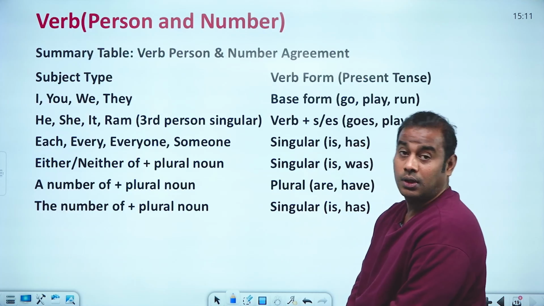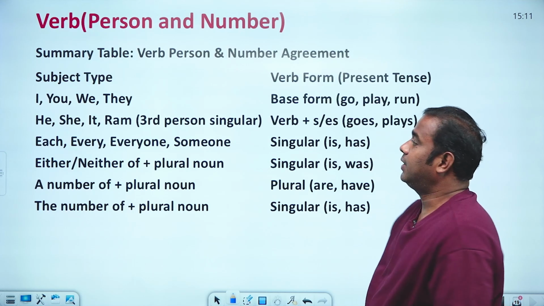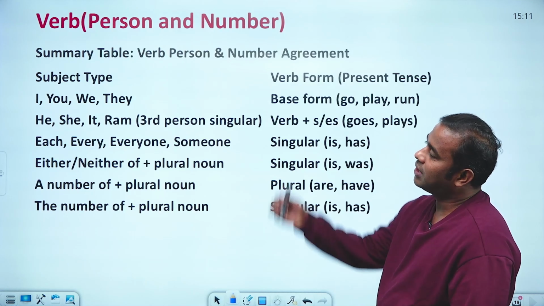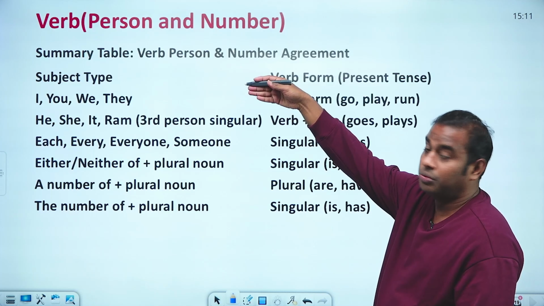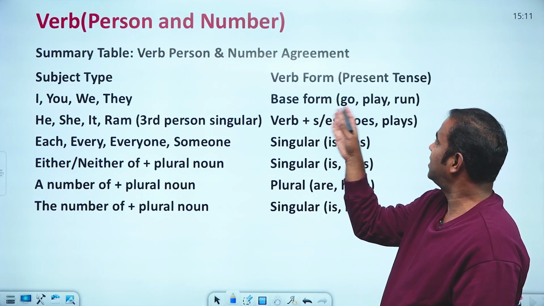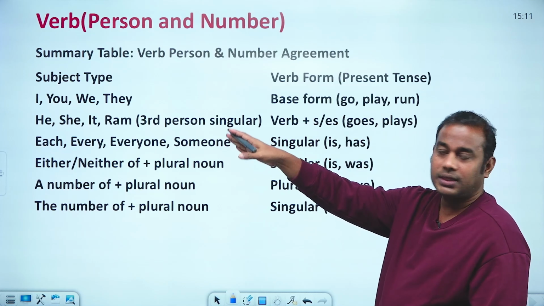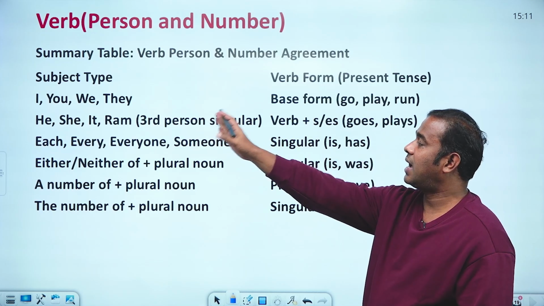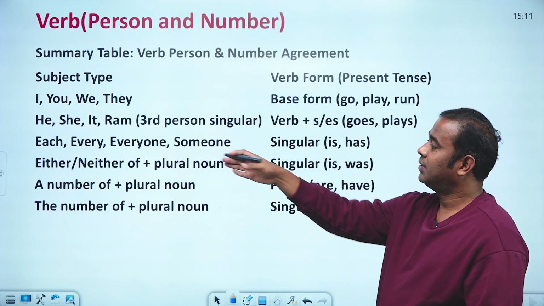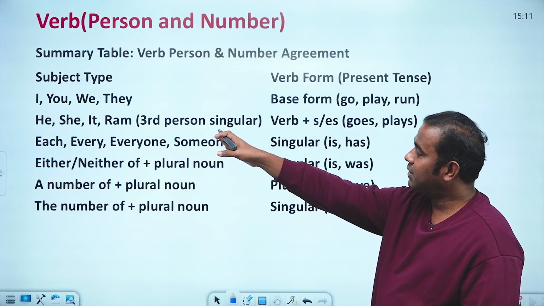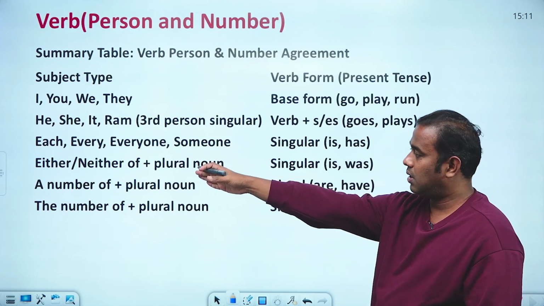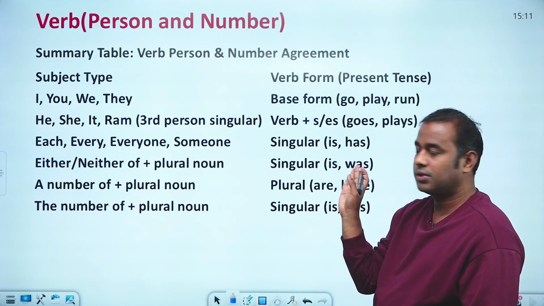Then this is a summary table here. If you look at the summary table of verb in person and agreement, have a look here. Subject type, like I, you, we, they, take the base verb. You can use the base form verb itself. Go, play, like this. If it is third person singular, he, she, it, Ram, generally you have to use verb plus s or es. Each, every, everyone, someone use a singular, is or has. Either, neither plus plural nouns take a singular form.